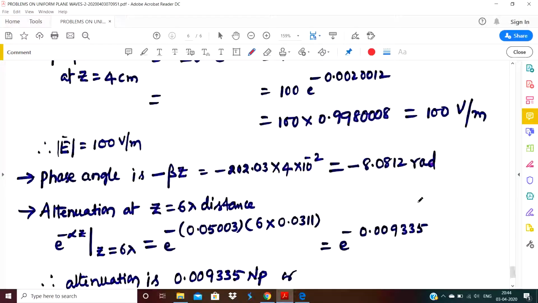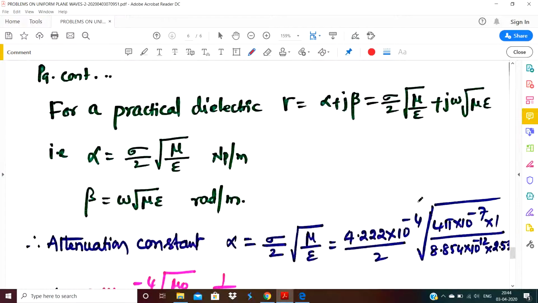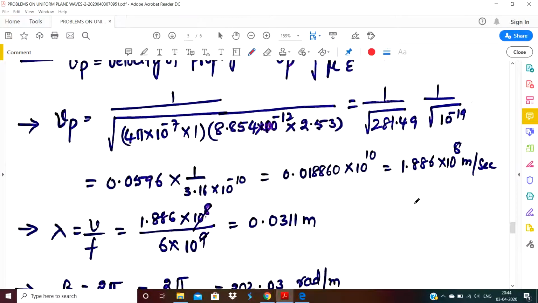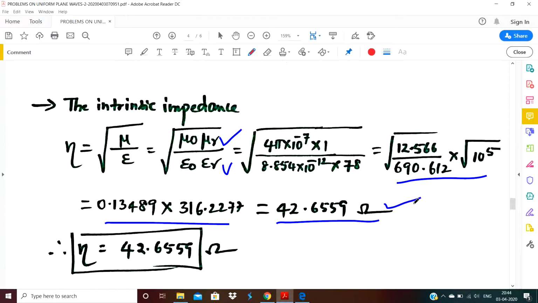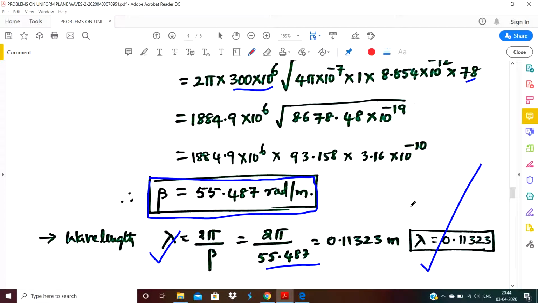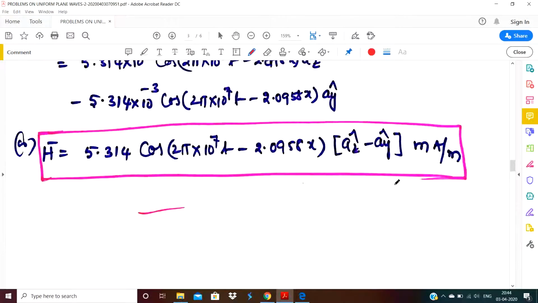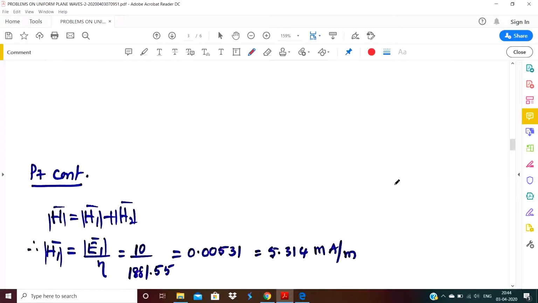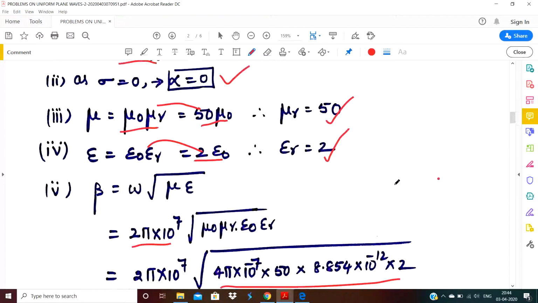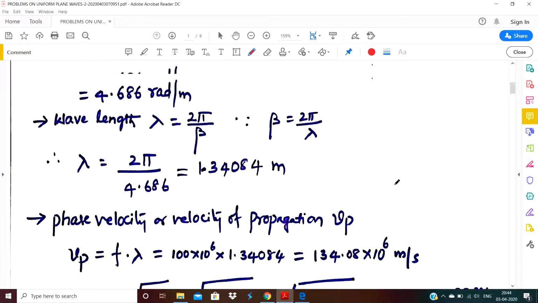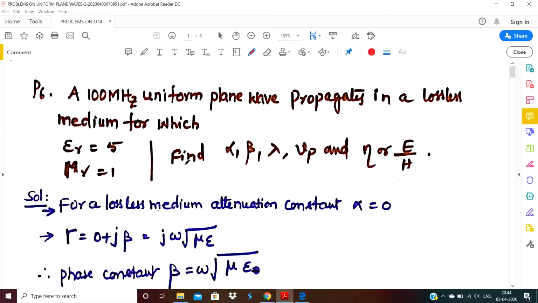This is how we can calculate the attenuation in decibels. So these are the important problems. You can practice them, and similar kinds of problems with small numerical changes in the parameters or given conditions. By practicing like this, you can be in a position to solve any problem given in this topic.